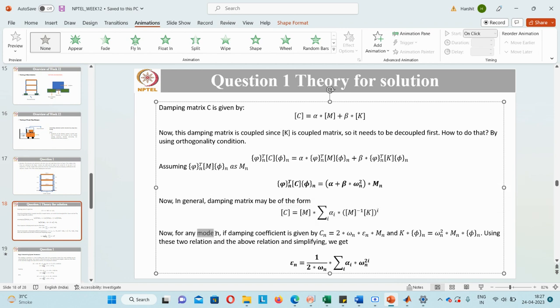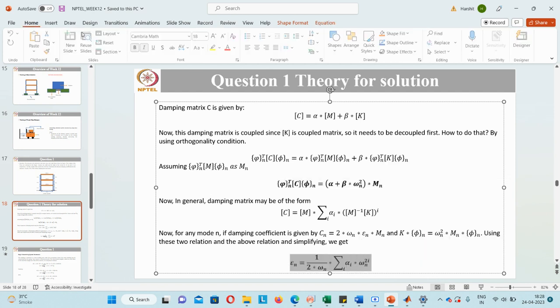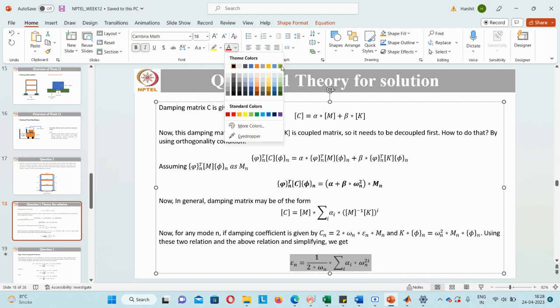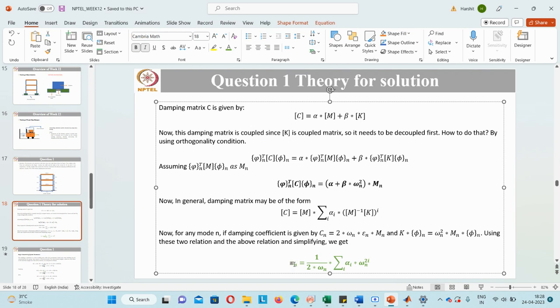Now for any mode shape n, the damping coefficient can be written as 2 omega phi Mn, and K times modal shape can be written as omega square Mn times modal shape. So when we use these two relationships, we will get the final relationship. Now this is the critical relationship. This is the absolute damping factor for any floor n, and for any mode of vibration n, given by this factor.